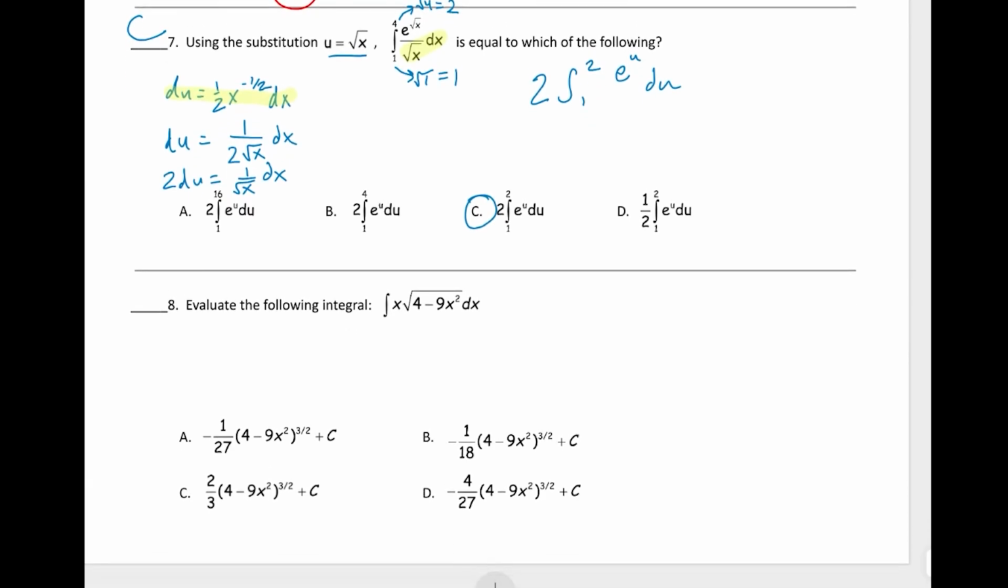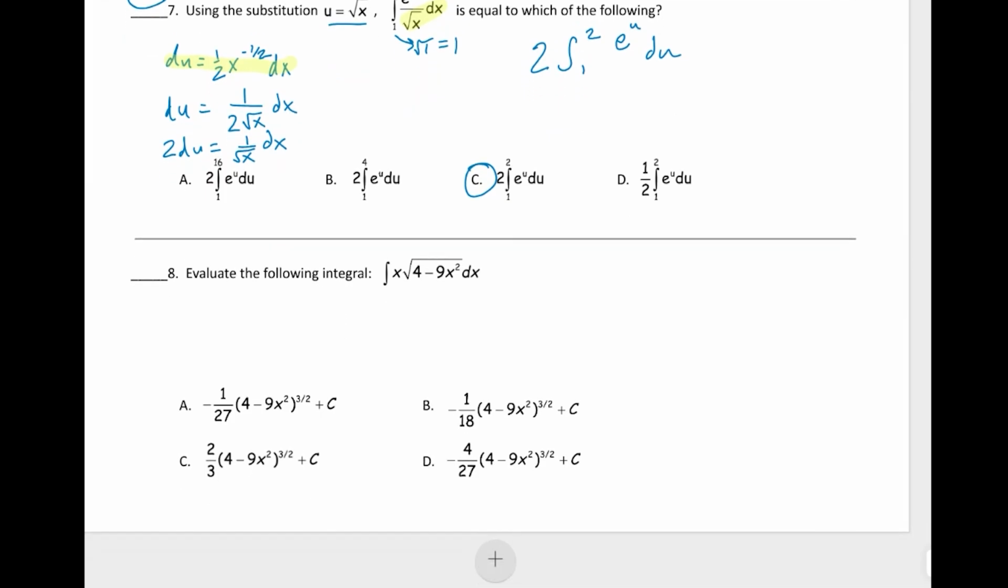And that brings us to our last problem here. It says evaluate the following integral. This is not a definite integral, it's an indefinite integral. And we're going to let u be 4 minus 9x squared, which would make du negative 18x dx. Now I only have x dx, so I'm going to have to rewrite this as negative 1 over 18 du is x dx.